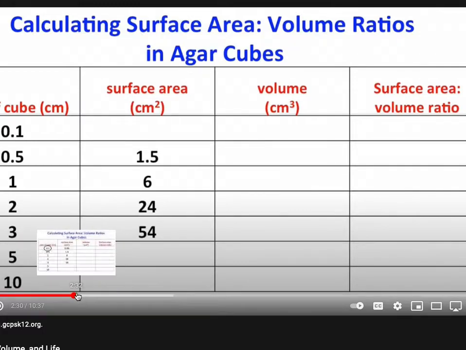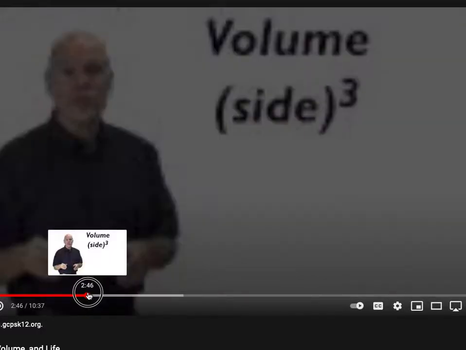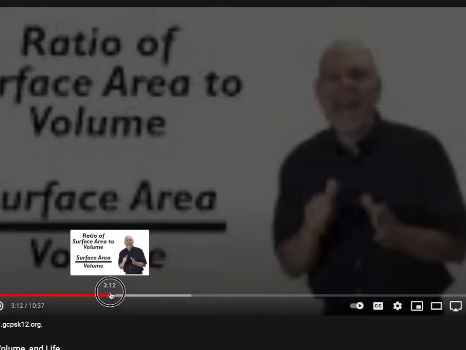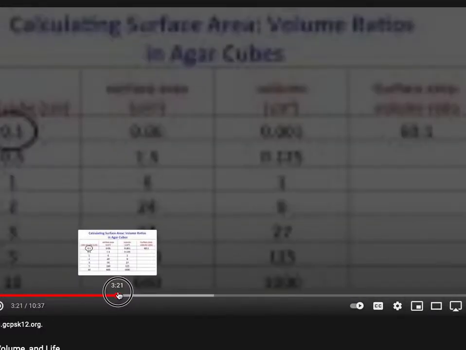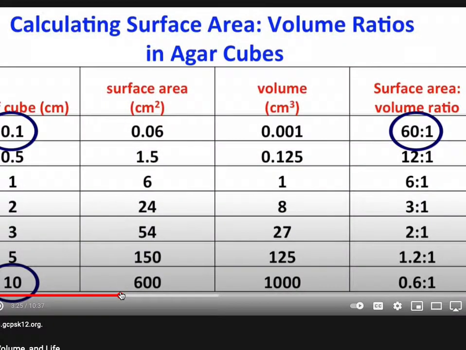Okay, so what he's going to show you, and I'll speed up the video so you can see, is that there is a mathematical reason why small cells have a higher rate of diffusion.